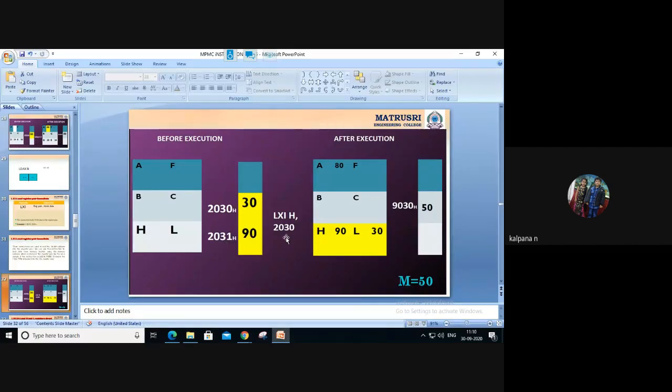Yes ma'am. LXI means what? We are moving 16-bit data into the register pair. So in the instruction only one of the registers is mentioned, and only the starting address location is mentioned. We are not mentioning this one, so by default the microprocessor will take the next address location 2031 also.